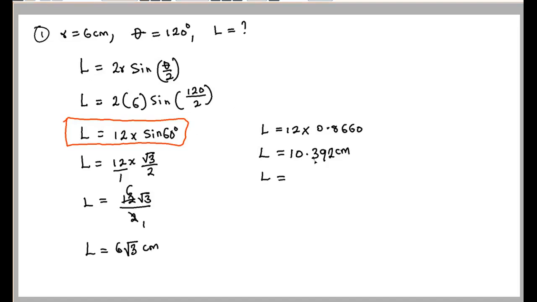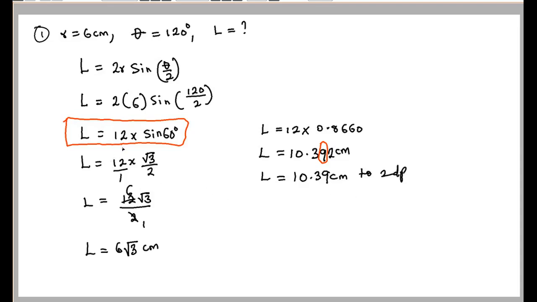So the first decimal place here is 3 and the second decimal place is 9. What is next to this second decimal place is 2, not up to 5. So I'll round down and my answer becomes 10.39. Since the digit next to 9 is not up to 5, I can't add 1 to the 9. So I'll leave it as 10.39 centimeters. This is my approximate answer to 2 decimal places.